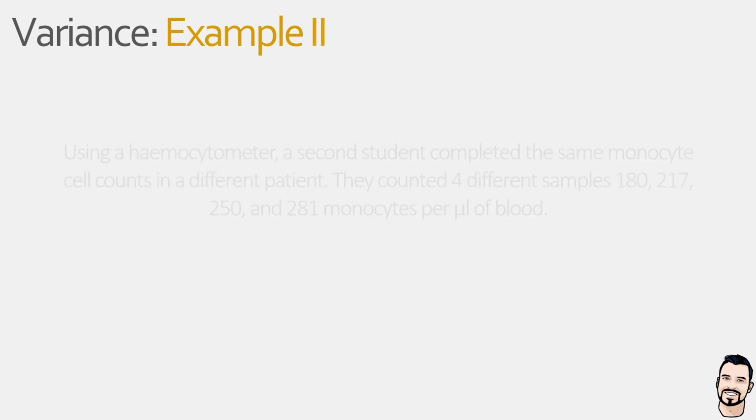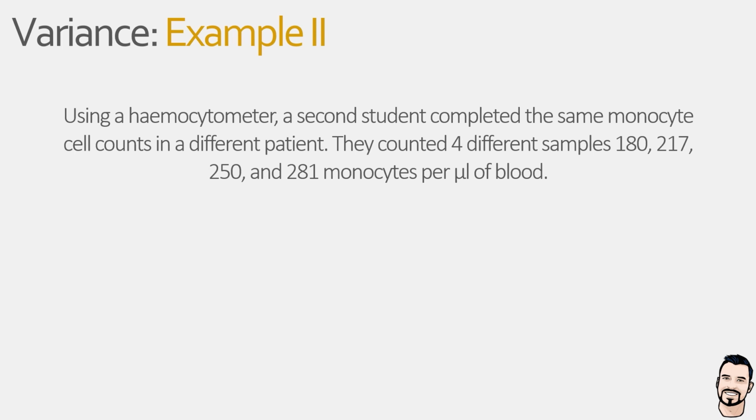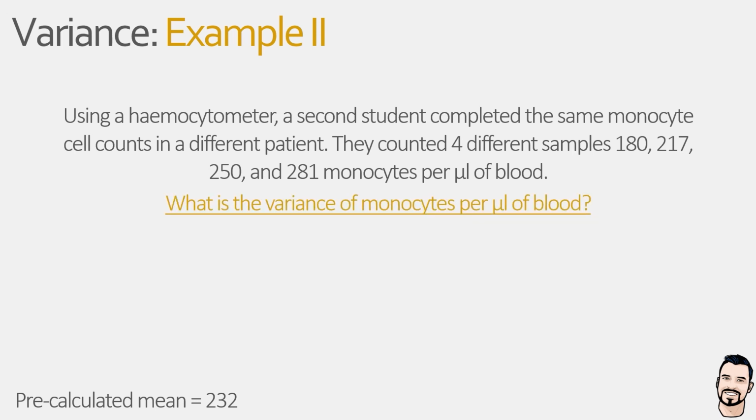Here we have a second student who is repeating the same experiment but with only a different patient's blood sample. The student was a bit slower in the lab and only managed to complete 4 cell counts, identifying 180, 217, 250 and 281 monocytes per microliter. Following this experimental counting, the student calculated the mean to be 232 and now wants to know how dispersed their data is, i.e. what is the variance of monocytes per microliter.